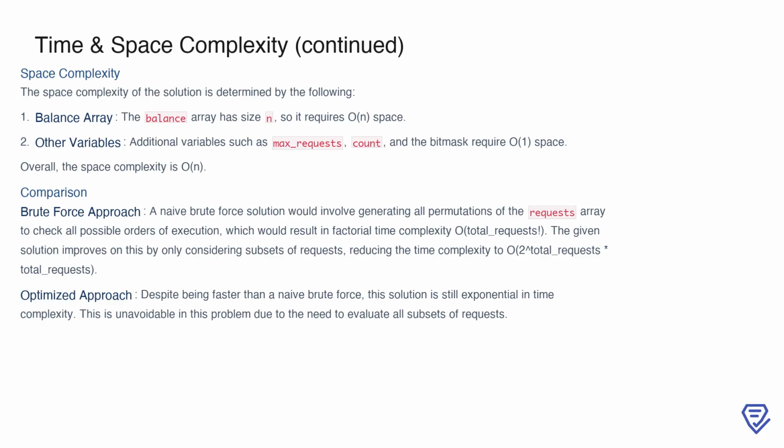To provide some context, we can compare this solution to a naive brute force approach. A brute force method would involve generating all permutations of the requests array to check every possible order of execution, resulting in a factorial time complexity of O(total_requests!). In contrast, our solution significantly improves on this by considering only subsets of requests, reducing the time complexity to O(2^total_requests * total_requests). However, it's important to note that the solution is still exponential in time complexity, which is unavoidable for this problem due to the need to evaluate all subsets of requests.